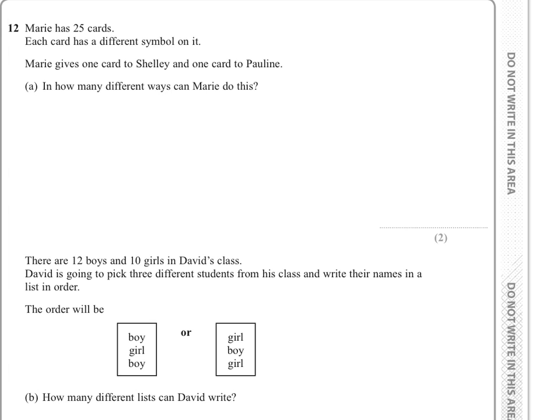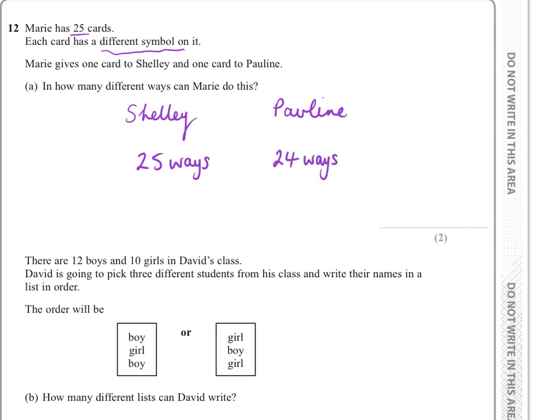Question 12. Marie has 25 cards, and each card has a different symbol on it. Marie gives 1 card to Shelley and 1 card to Pauline. How many different ways can Marie do this? Well, not an easy question if you think too hard. But if there's 25 cards, she can give the first card in 25 ways to Shelley, and then can give the next card 24 different ways to Pauline. Because don't forget, Pauline can't have the same card as Shelley.